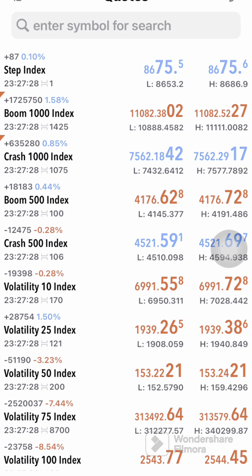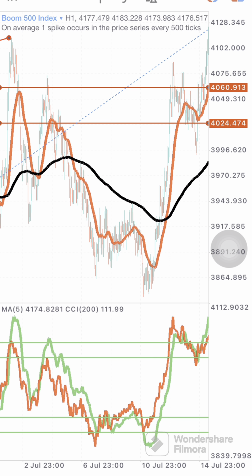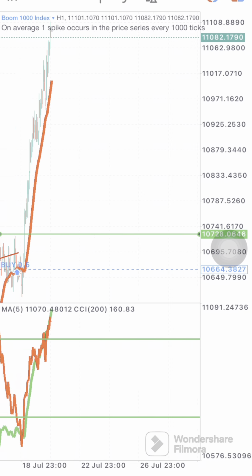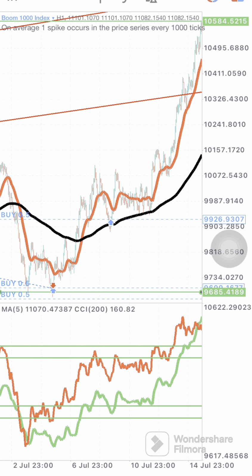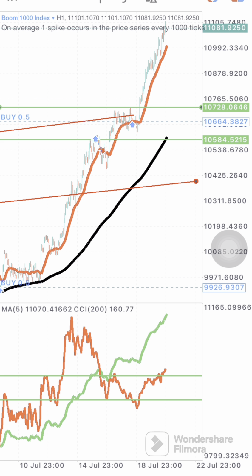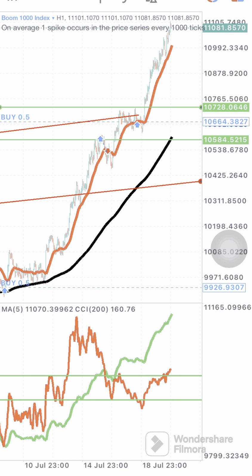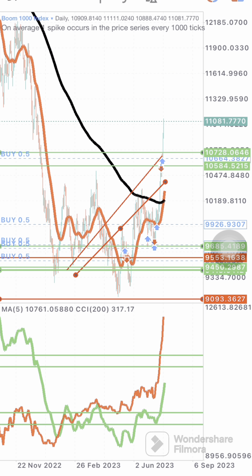Let me show you what I mean here. What I mean by mainly for trading Boom 1000 and Crash 1000 is not that you cannot trade it with Boom 500 or Crash 500 or the other indices, but the pair that I used to trade it and make this kind of result, which gives me reasonable results, is Boom 1000 and Crash 1000 index. You can see.